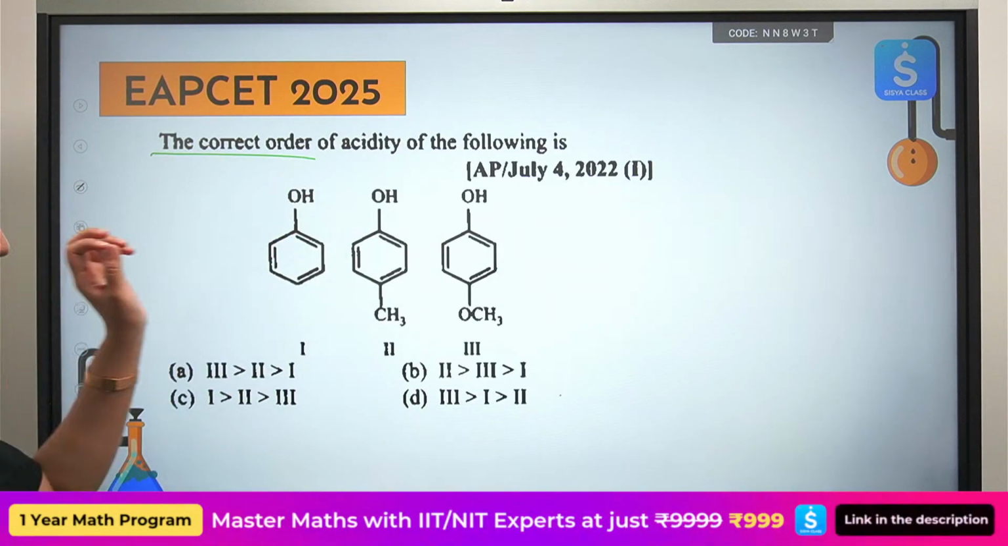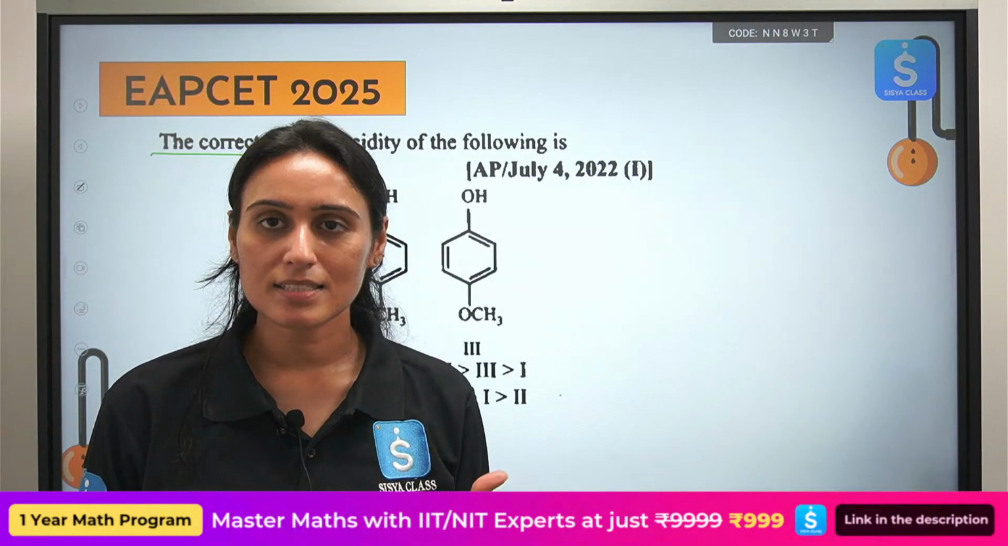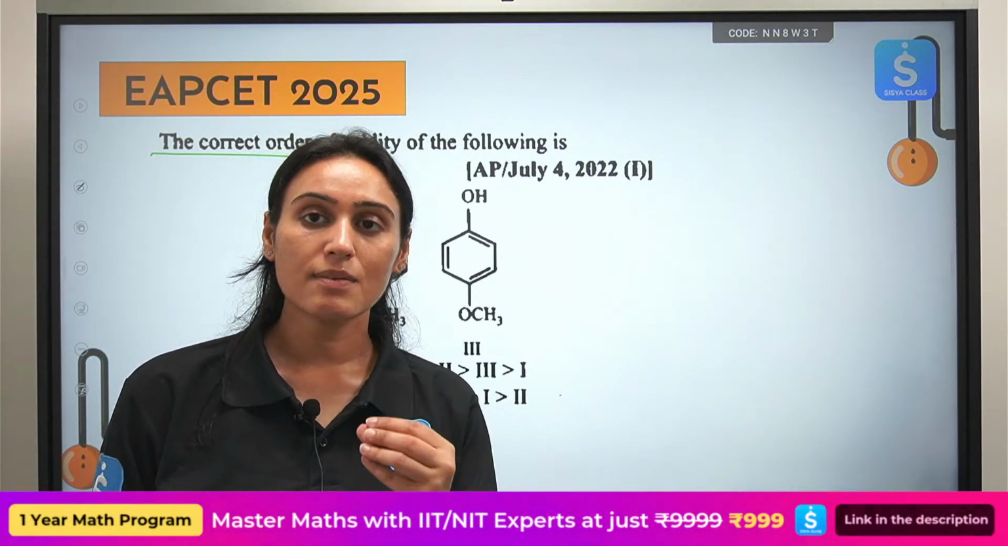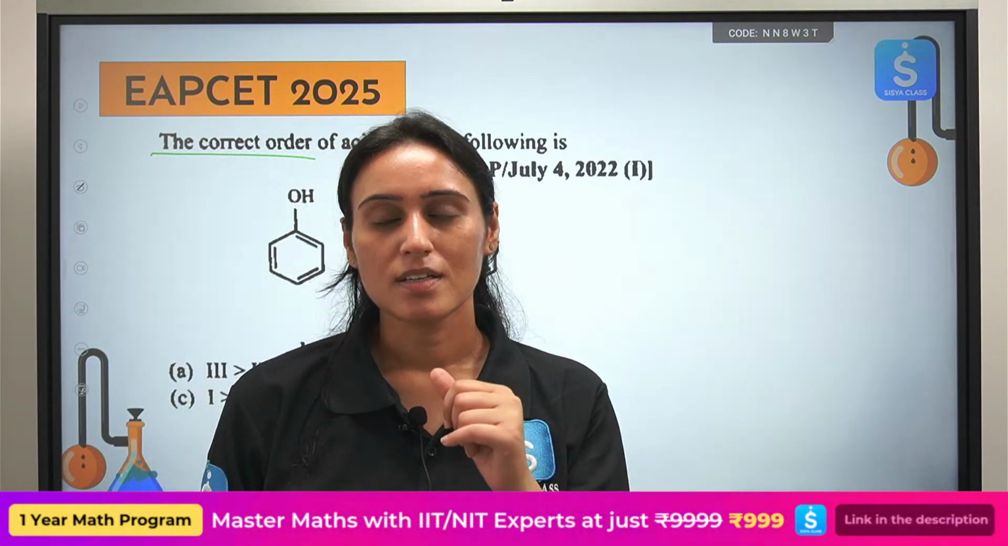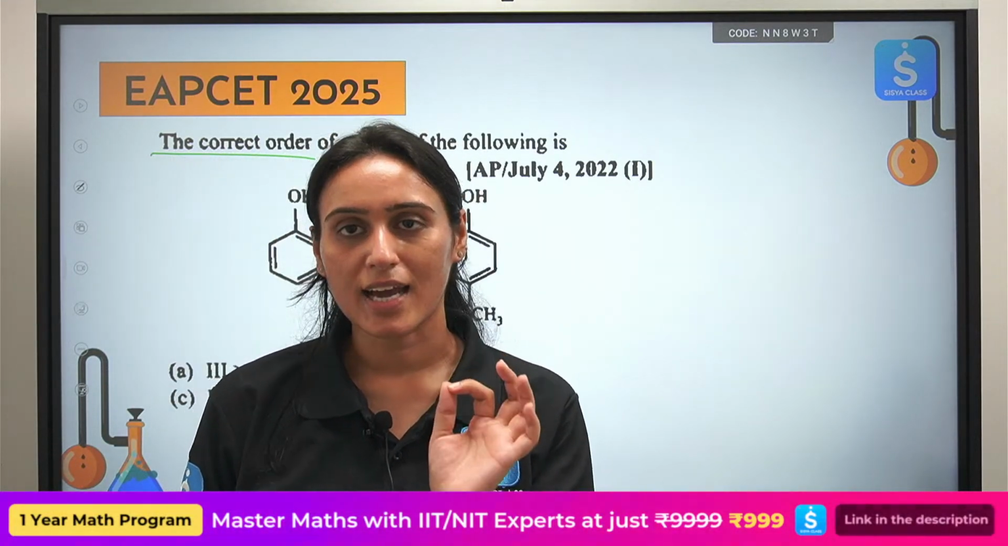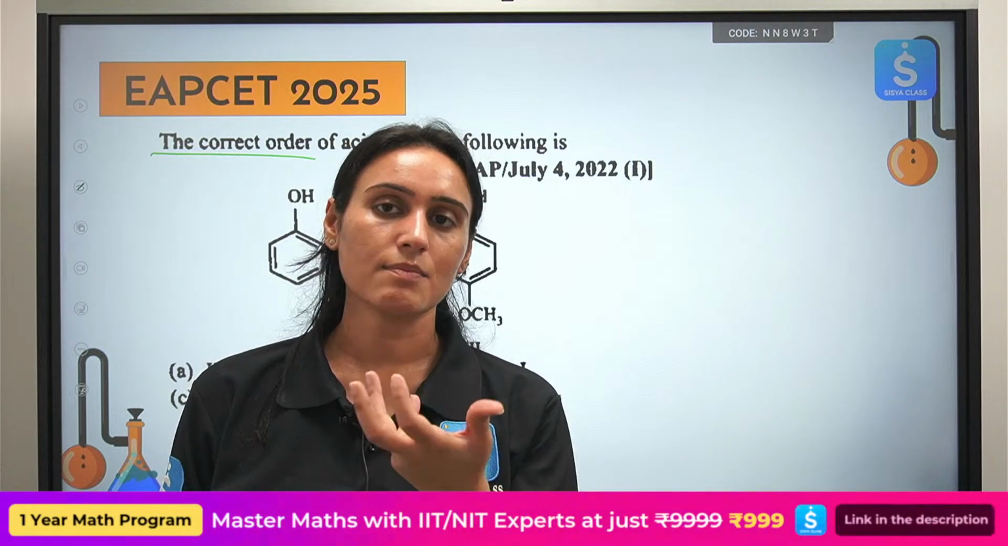Correct order of acidity once again. How do we compare the acidic strength? Stability of conjugate base. How do we compare the stability of conjugate base? Based on the carbanion you have formed, or in this case the phenoxide ion you have formed. So how to stabilize something which is negatively charged?